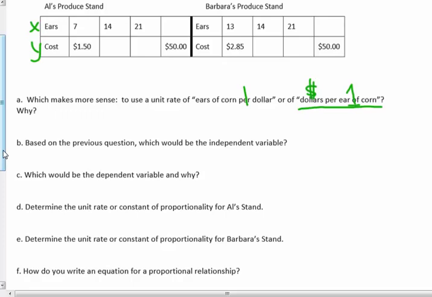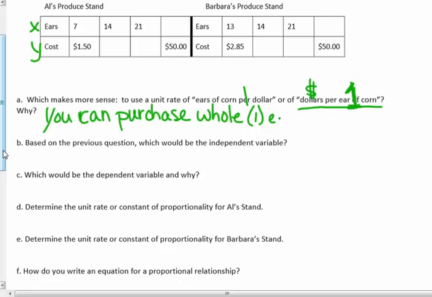Why? Because you can purchase whole ears of corn. This is where the 1 needs to be. We're trying to figure out what's the better unit rate. Which one's the Y and which one's the X. You can purchase whole ears of corn by ones, right? You buy 1 ear of corn or 2 ears of corn or 3. You don't buy 4 1/4 ears of corn. You can purchase whole, meaning 1, ears of corn.